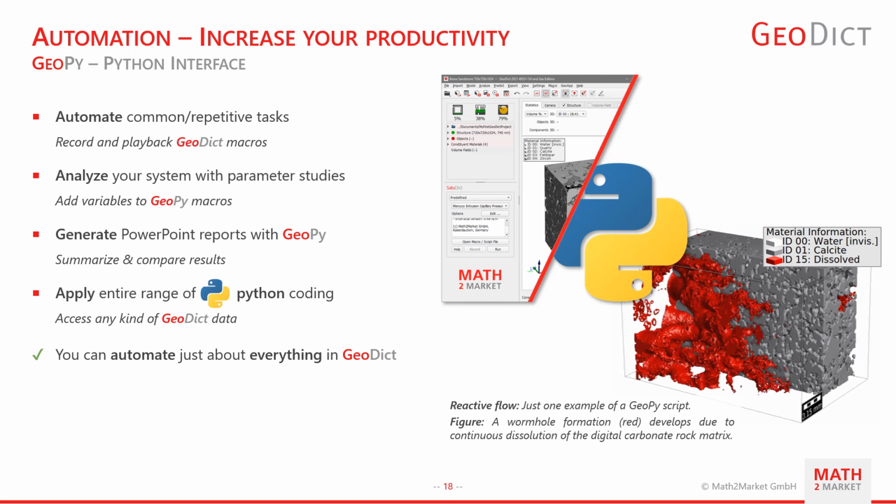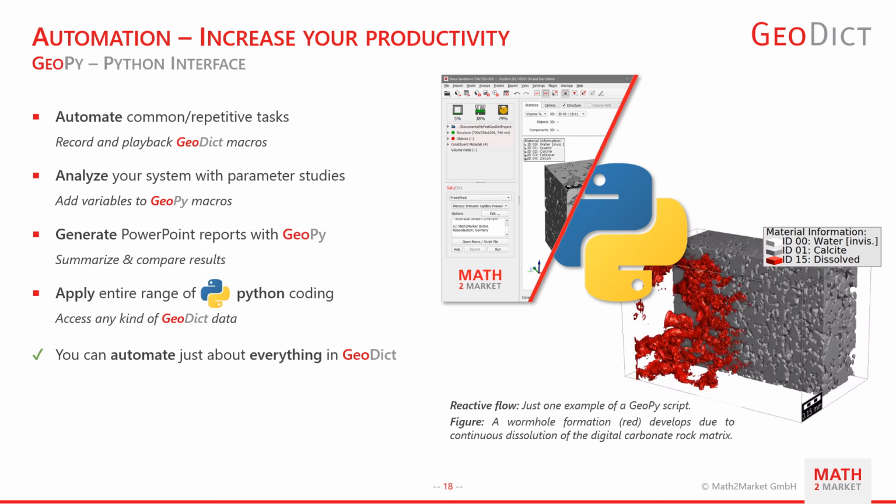Automation in GeoDict is done with GeoPy, the GeoDict Python interface. And with GeoPy, you may automate common and repetitive tasks. You may analyze your setup by easily performing parameter studies. You may even generate PowerPoint reports filled with results of your digital workflows. And you may apply the entire range of Python coding to do so. With the capability to access any kind of GeoDict result data, you can basically automate just about everything in GeoDict.